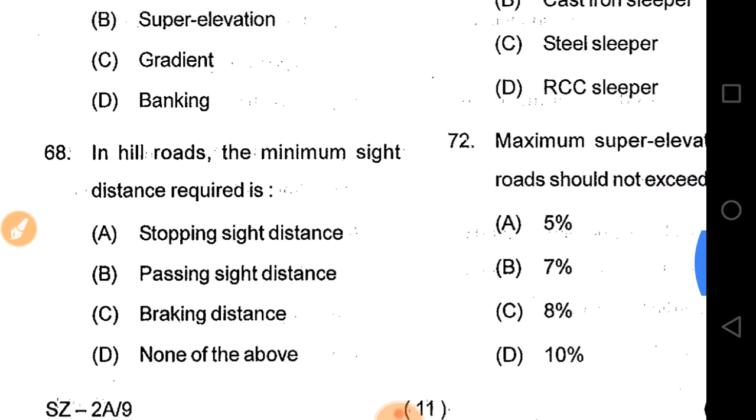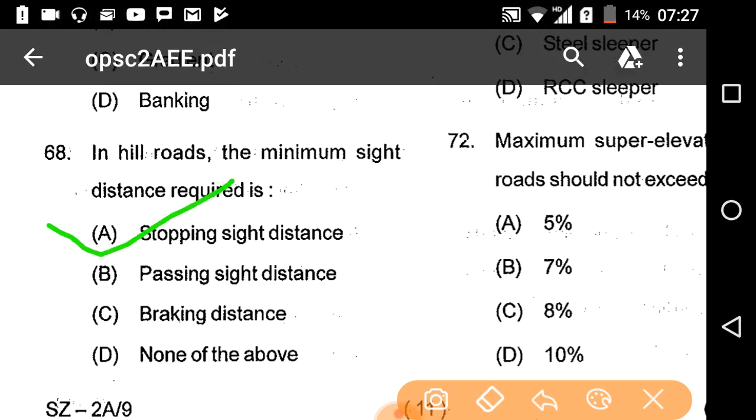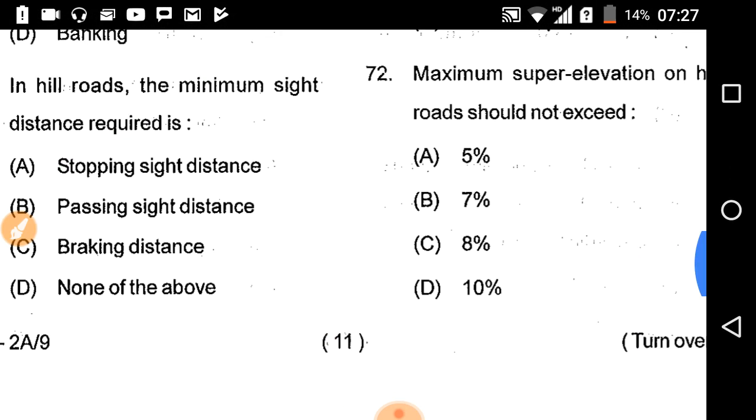In hilly roads, the minimum sight distance required is the stopping sight distance, passing sight distance, braking distance, none of the above. In hilly roads, the minimum sight distance required is the stopping sight distance. Option A will be the correct answer. Question 69.